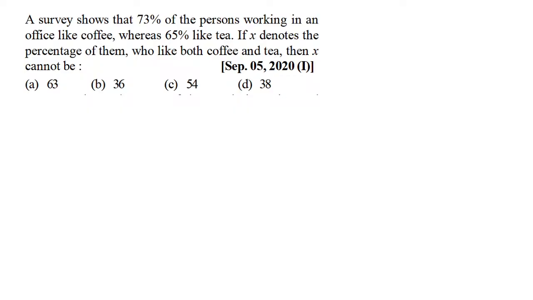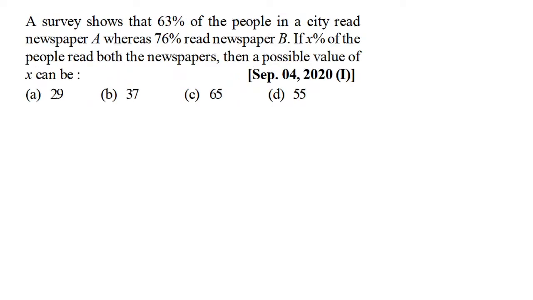A survey shows 73% of people working in an office like coffee and 65% like tea. If X denotes the percentage of them who like both tea and coffee, then X cannot be. Actually, it seems that I have directly taken a very good question.